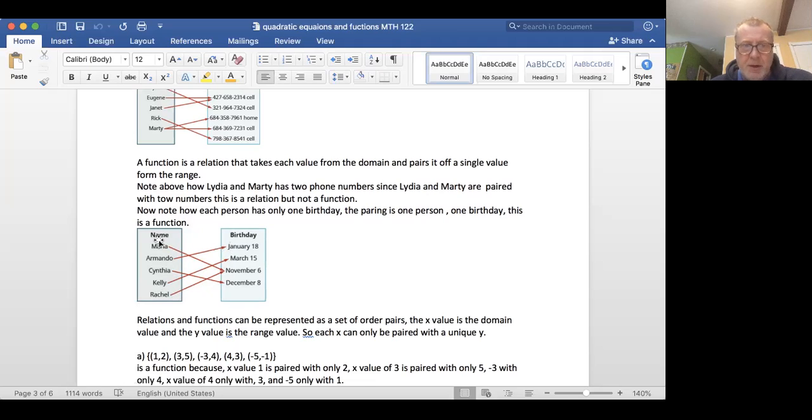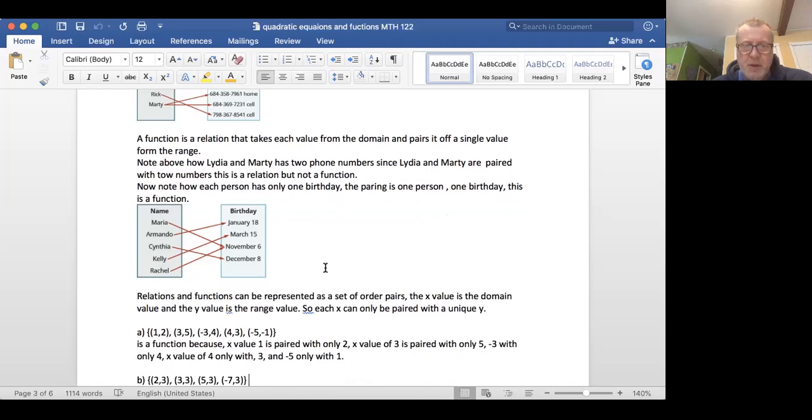Suppose we had Sam in here, and suppose Sam's birthday was November 6th as well. Is that okay? The answer is yeah, just like here with Rachel and Maria. One thing can be paired off with one thing here. Over here in the domain, something else can be paired with the same thing that was paired off with something else over here, as long as this only has one pairing from here to here. That's all that matters.